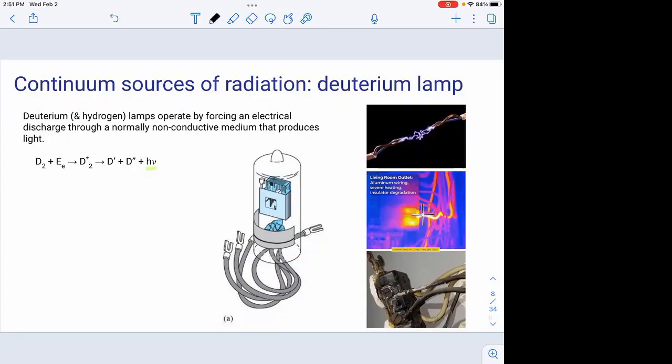So what I have is deuterium that is going to somehow have energy added to it. Okay, so this E sub E is the energy added to the D2 molecule. The result is that you end up with an electronically excited deuterium molecule. Very exciting, very exciting.